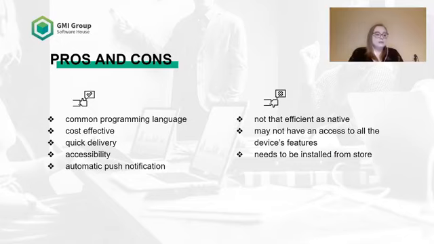Also, the hybrid app is cost effective. You're paying less but getting more. Delivery is quicker than the native app because you're building the same app for the platforms at the same time. Also, the accessibility is as easy as in the native app, because we have it right in the Google Store and the App Store. And here also we have automatic push notifications. So as I said, there's not that many differences.